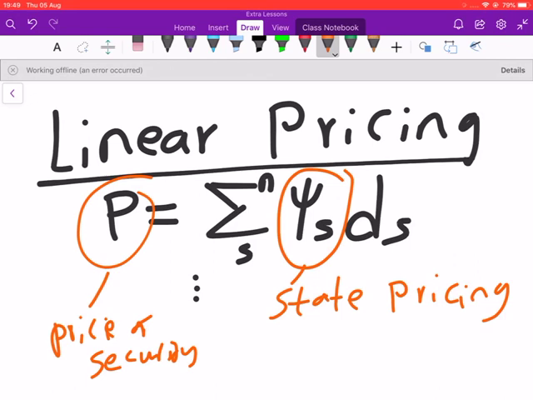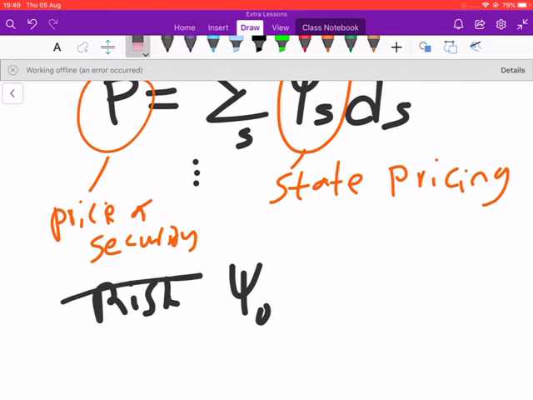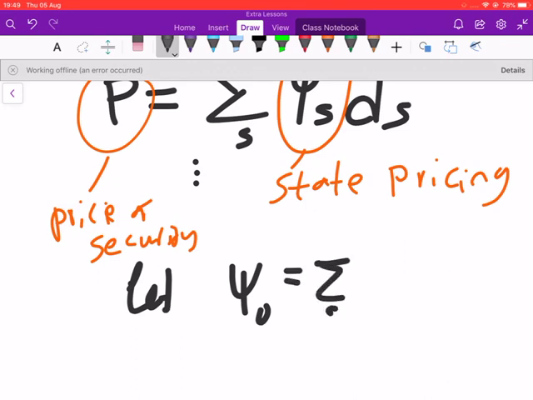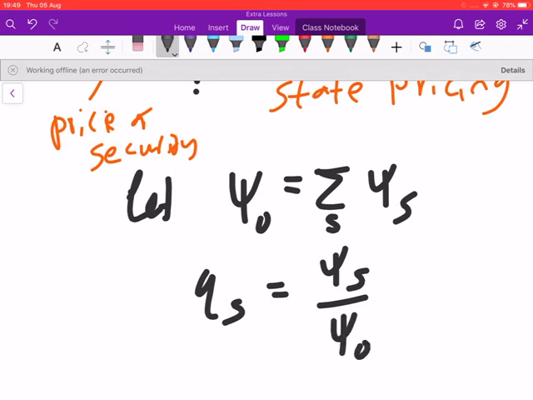There are other things that we can consider from here on, such as the risk neutral probability. To find the risk neutral probability, you will have to say let psi 0 be equal to the sum of all the state prices, and Q will be the risk neutral probability of state S, which you will denote by the state price of S over psi 0. So this will be your risk neutral probability.